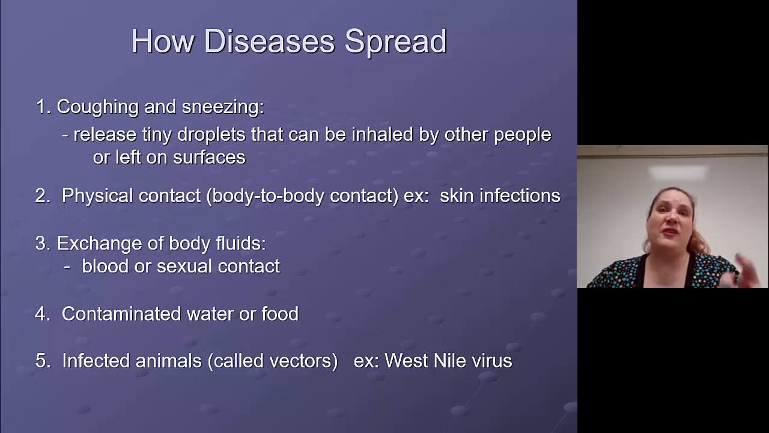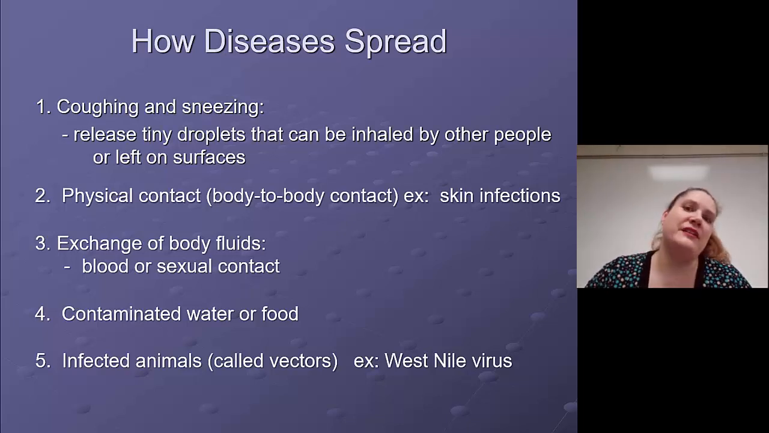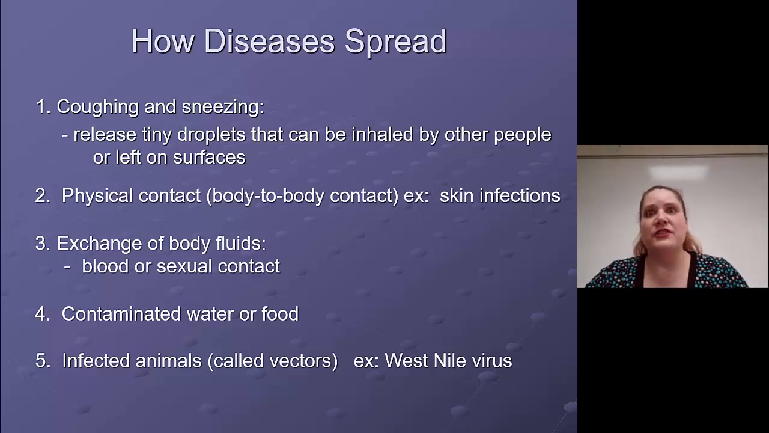Rabies is an example where the raccoon, or whatever the rabid animal is, would be the vector that's going to get the virus into you, or the bacteria into you, whatever the pathogen is, via an animal of some sort.